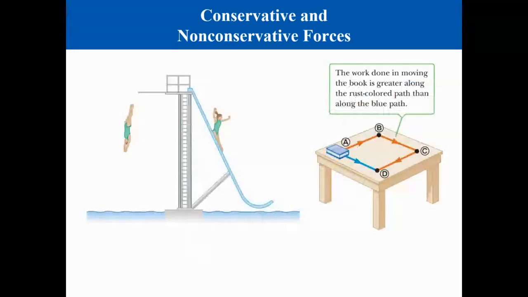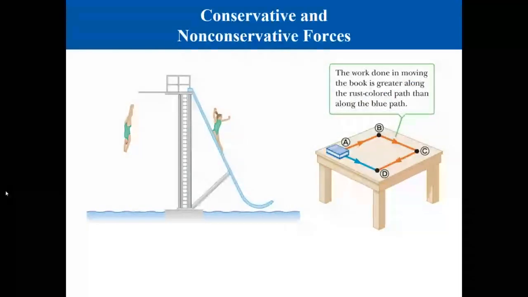And it has to do with path dependency, right? What they say there is, let's measure the work done by a force on an object between two points along different paths. Looking at the first example on the left, the work done by gravity on someone going down a frictionless slide is the same as the work done on someone diving into the water, right? So this equality doesn't hold for non-conservative forces.